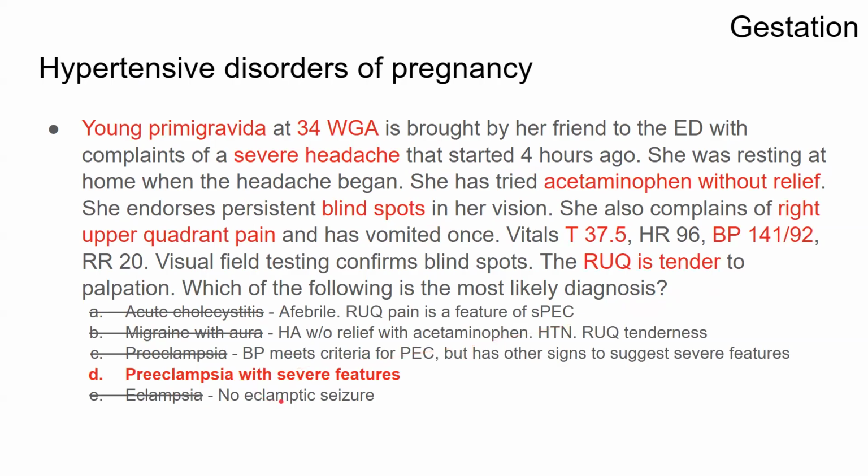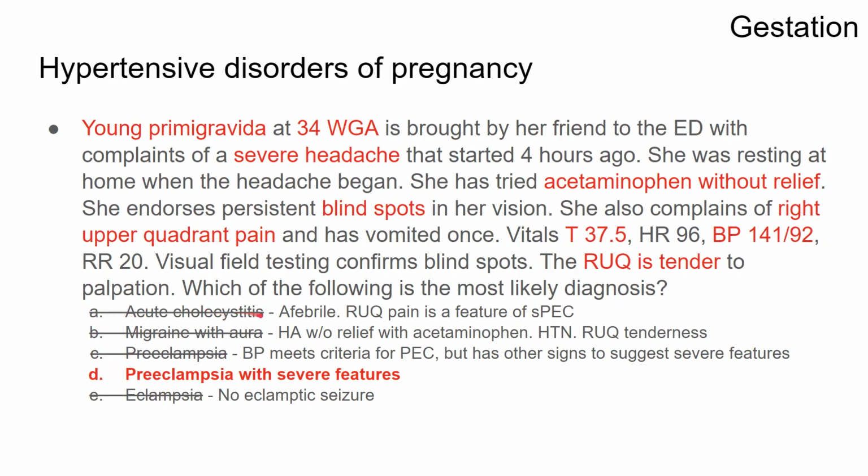So again, the high yield features that I'll go over here. She's young, she's prima gravid, 34 weeks gestation. We'll get at that in a sec. She has a severe headache that's not responsive to acetaminophen. She has blind spots, right upper quadrant pain. She's afebrile, which rules out cholecystitis or any infectious etiology. And her blood pressure is 141, so she's hypertensive. And then she has right upper quadrant tenderness. So we will go through each of these answers and knock out the wrong ones.